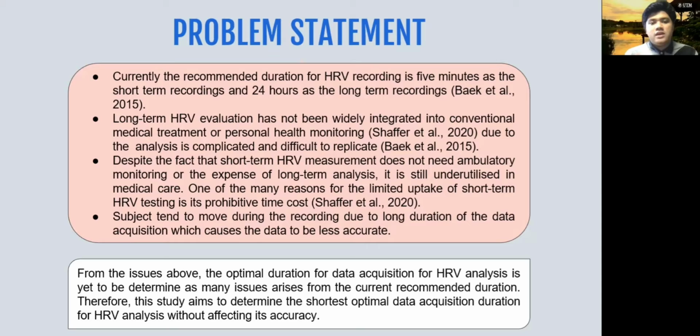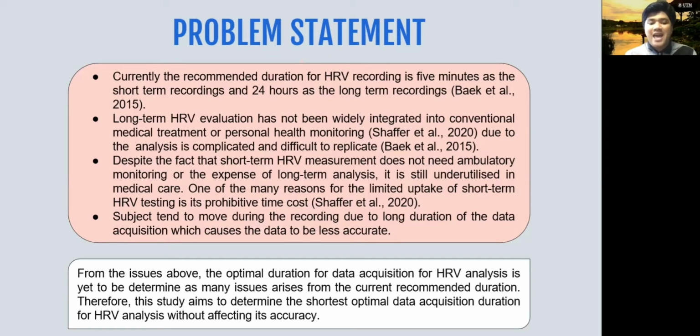Another problem with the current time duration of the HRV recording is that subjects during the recording tend to move because the duration of the recording is too long. So the data that will be obtained will be less accurate due to the movement by the subject during the recording session.